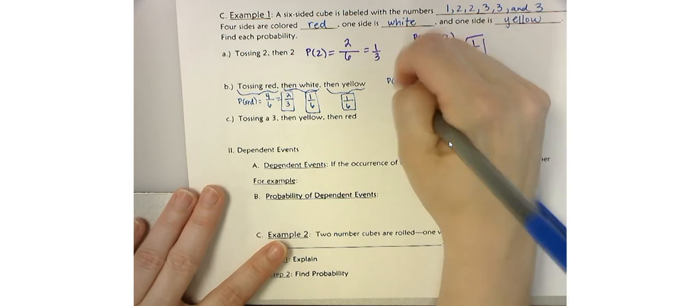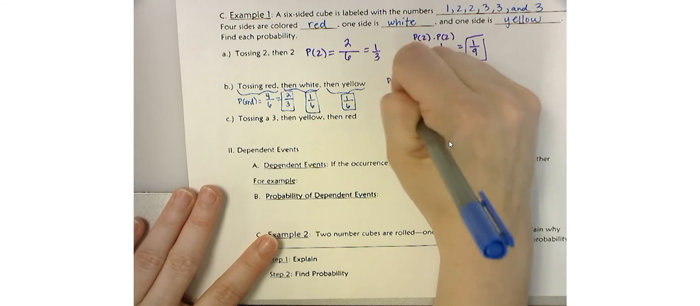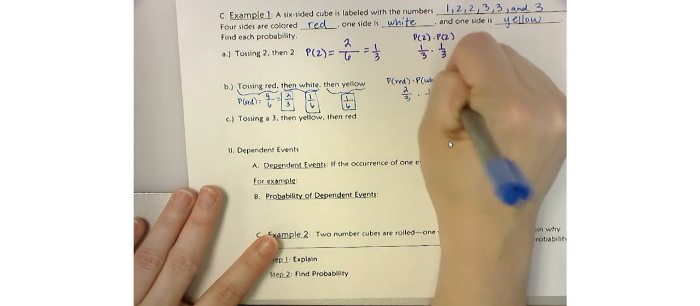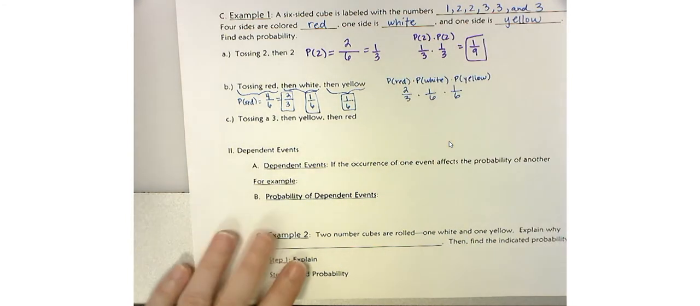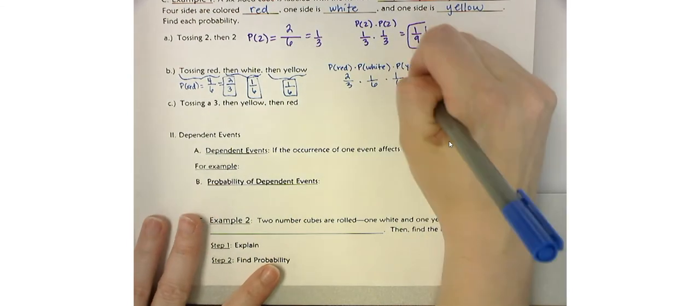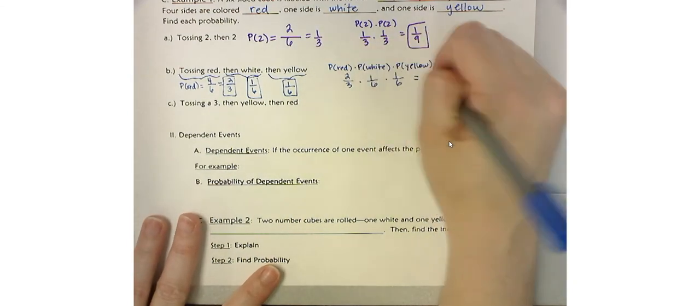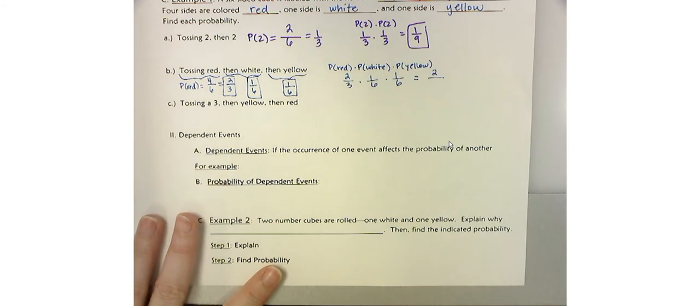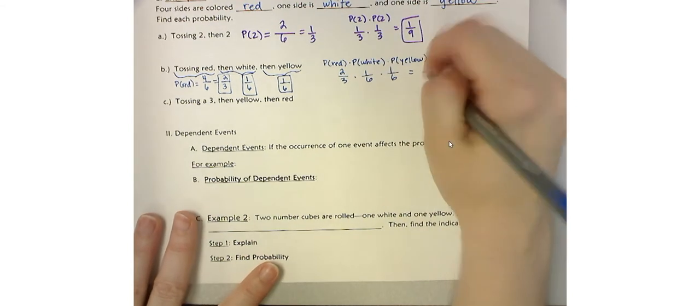You can either reduce at the end or you can reduce right now. So if you reduce at the end, you multiply the top, you get 2. What do you get in your denominator? 108. So then you'd have to reduce. This would be 1/54.